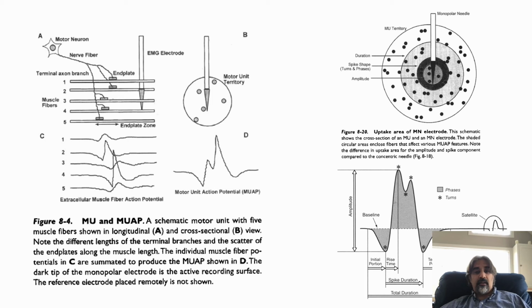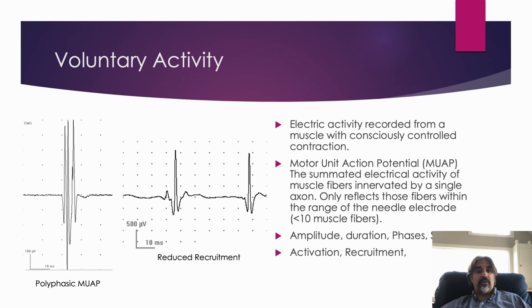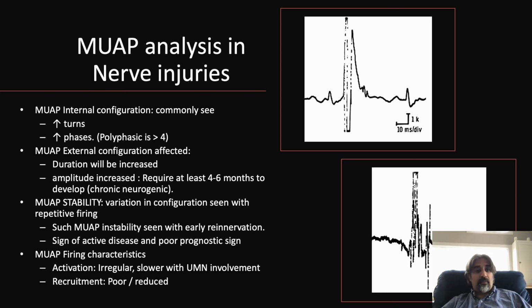The resultant MUAP, or motor unit action potential, has amplitude, duration, turns, and phases, which we analyze and interpret for clinical reasons. So motor units are voluntary activity, and really just one type of finding when the needle is inserted. And we can look at all those different parameters. So the parameters that I showed you will be affected when there's a nerve injury.